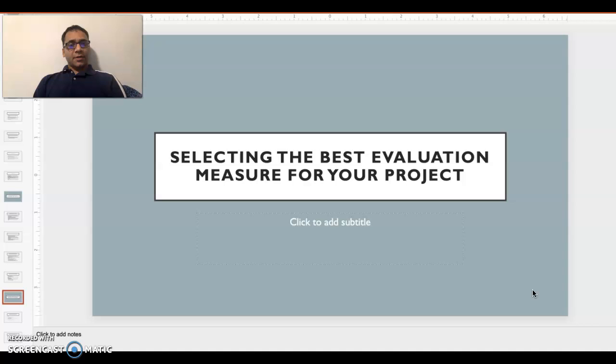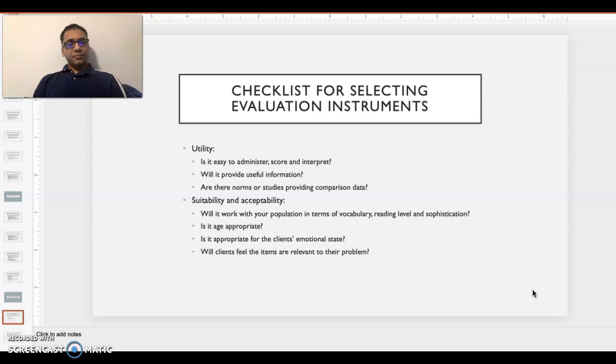As we move forward, as we have seen, there may be existing questionnaires or instruments, or if existing questionnaires are not there, we design our own questionnaire. But there are existing questionnaires or measures that we can use. And what criteria should we have to select our evaluation instruments? The first and foremost is utility. Is it easy to administer or score and interpret? Will it provide useful information? Are there norms or studies providing comparison data?